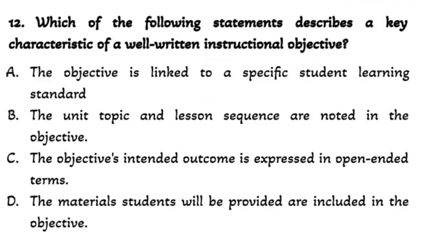12. Which of the following statements describes a key characteristic of a well-written instructional objective? A. The objective is linked to a specific student learning standard. B. The unit topic and lesson sequence are noted in the objective. C. The objective's intended outcome is expressed in open-ended terms. D. The materials students will be provided are included in the objective. The correct response is A.